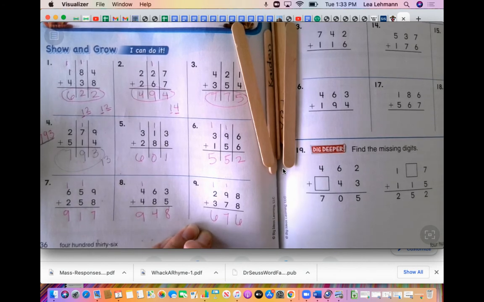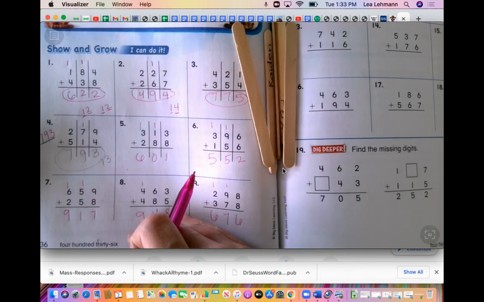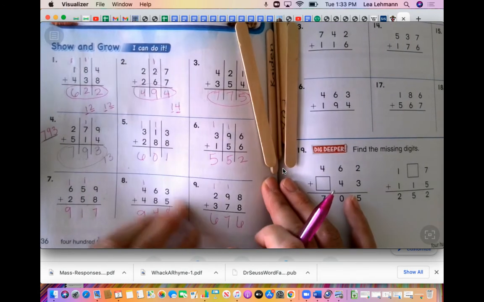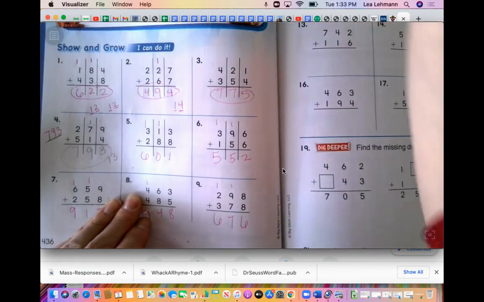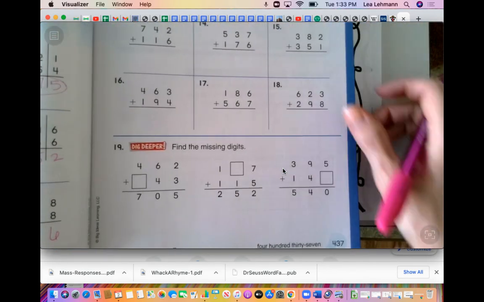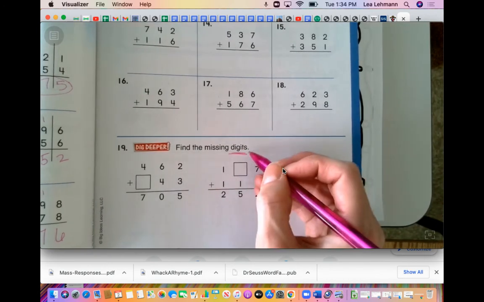Okay, raise your hand if you got them all right over here. Good. A lot of you did a very, very nice job with all those. All right, if you did not finish them, that's okay. Let's go on to the next page and look at the bottom. It says find the missing digits. I love that word digit. Remember what digit means? It's just a number.